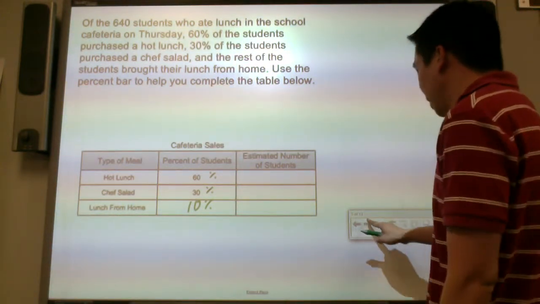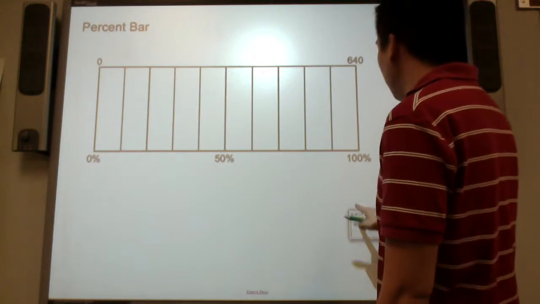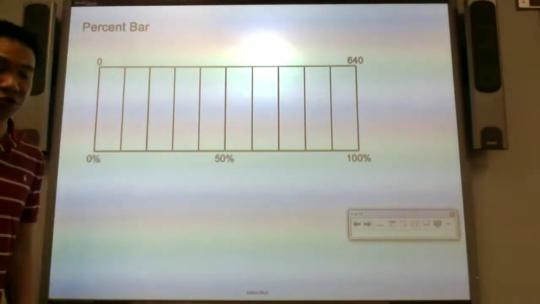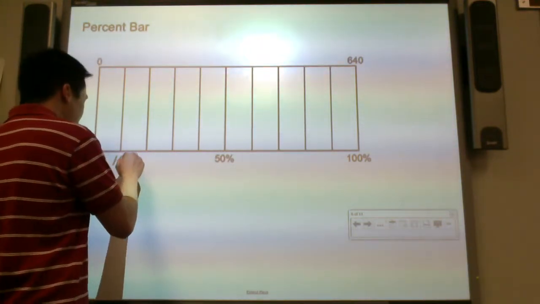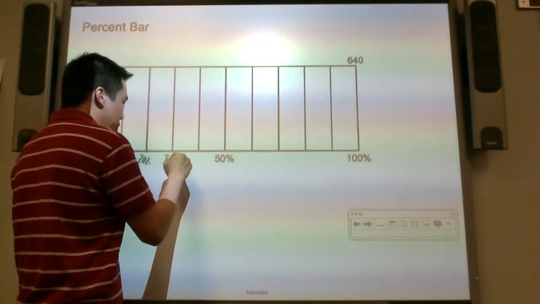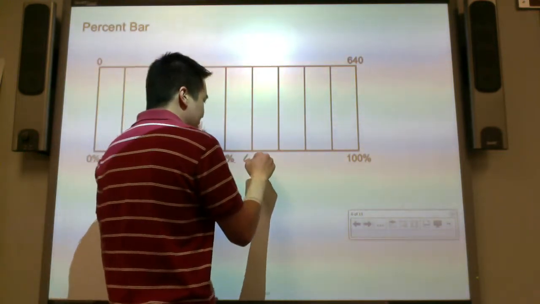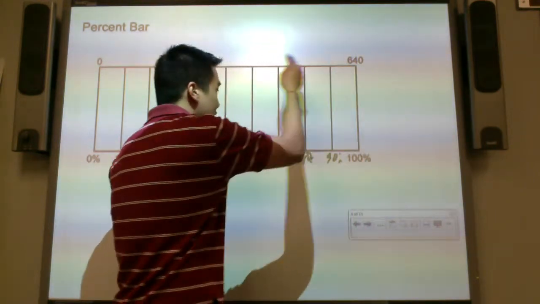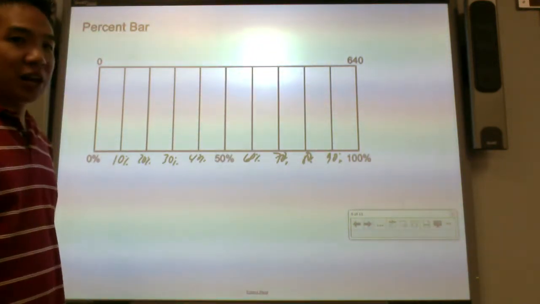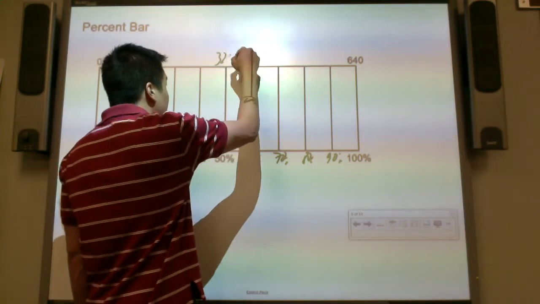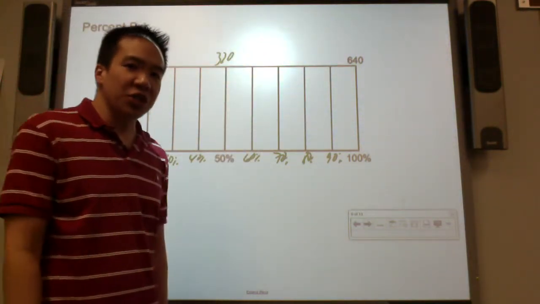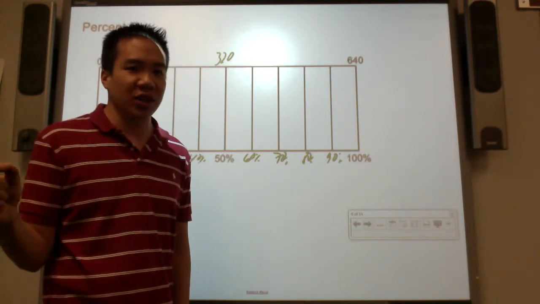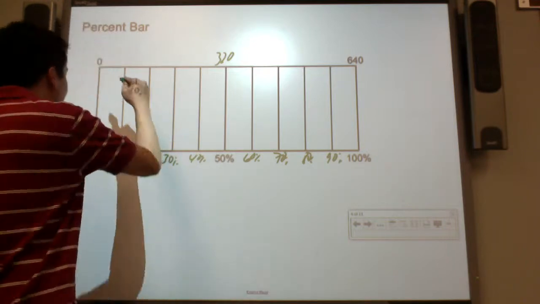And then we're going to use the percent proportion. So we know how many students there are in all? 640 students. They were so nice to divide it into tens for us, into 10 sections. Let's label it 10%, 20%, 30%, 40%, 60%, 70%, 80%, 90%. There are 640 students. 50%, or half of it, I know, is 320. If I broke the 640 students into 10 sections, how many students will be in each section? 640 divided by 10 is 64 per section.